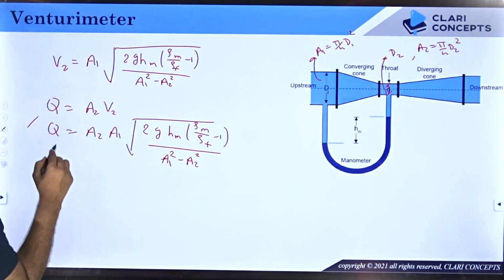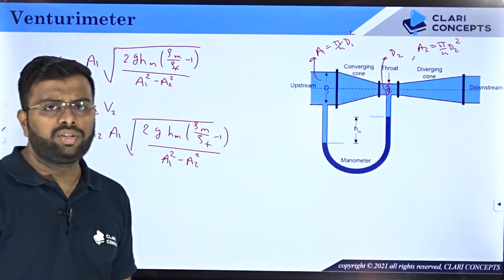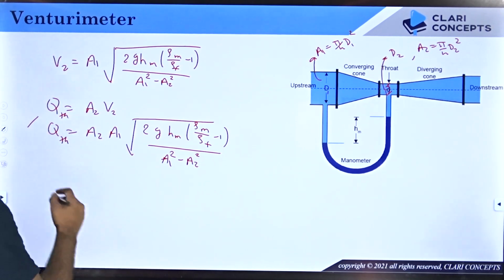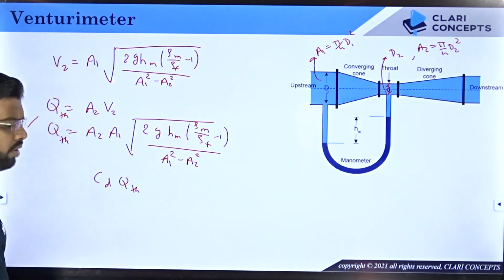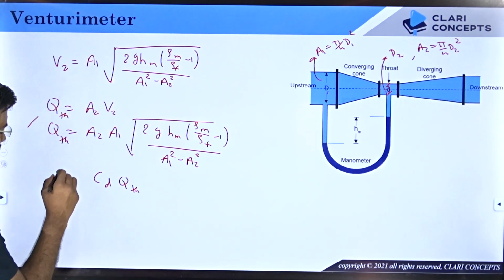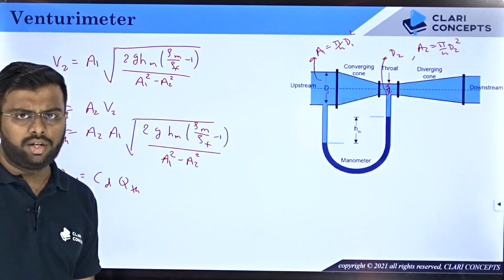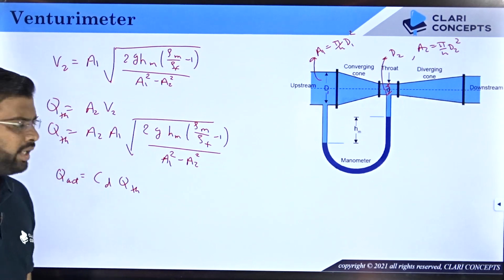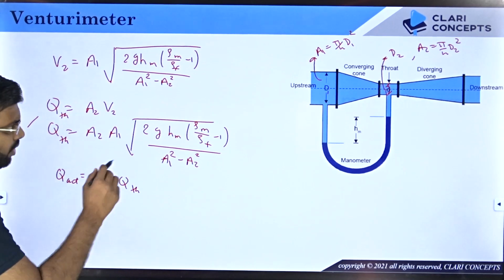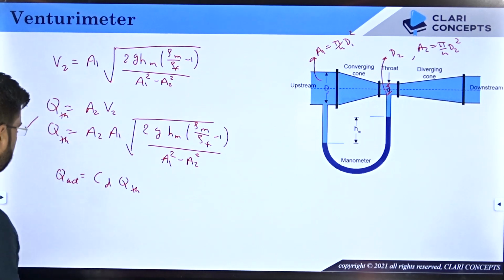So this flow rate is known as the theoretical flow rate, QTH. Now the question is, how do you get the actual flow rate? You can multiply the theoretical flow rate with a factor called the coefficient of discharge, CD, to get the actual flow rate. The CD will be given to you by the manufacturers and designers. They have an experimental setup to find the value of CD, right, accounting for the errors. CD for a Venturimeter mostly lies between around 0.95 and 0.98, almost.